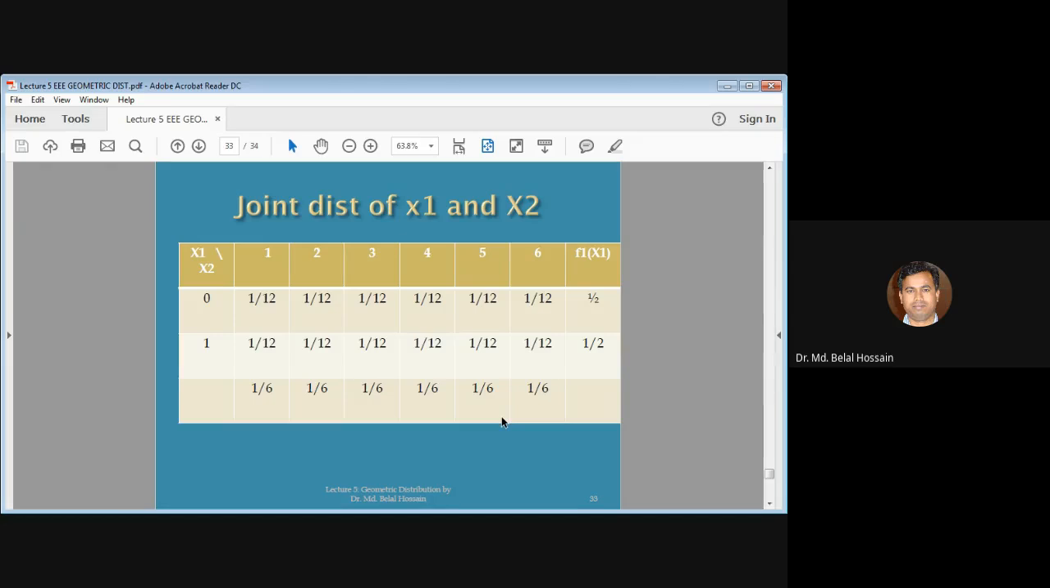No question? If you don't have any question, then find the joint distribution of x1 and x2 when x1 is coming from a die and x2 is coming from another paired die. Okay, then produce a joint distribution like this. Take the pen and paper and write down the joint distribution.